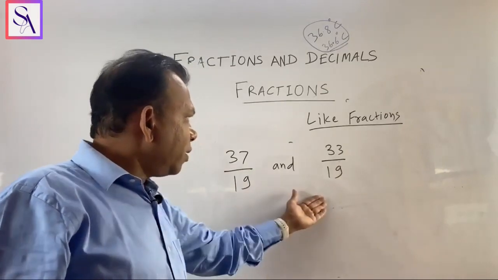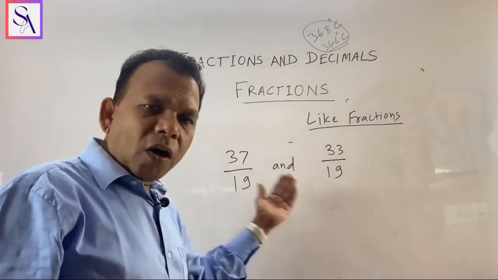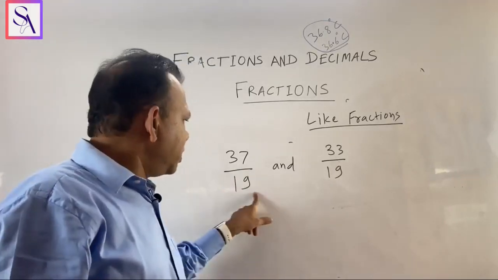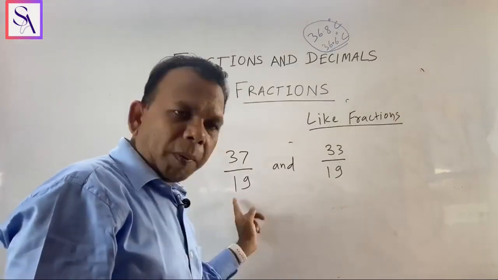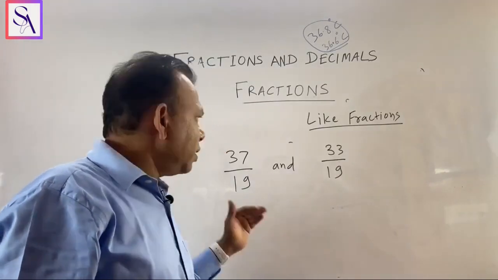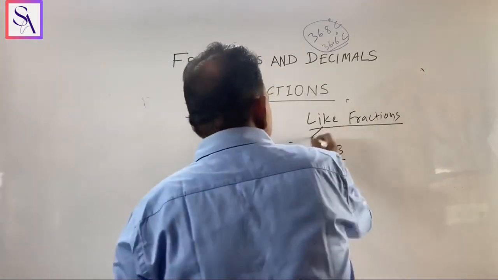what kind of fractions are they, like fractions or unlike fractions? So what you have to do? You have to check the denominator. 19 and 19. Denominators are same. So these fractions are like fractions, right?